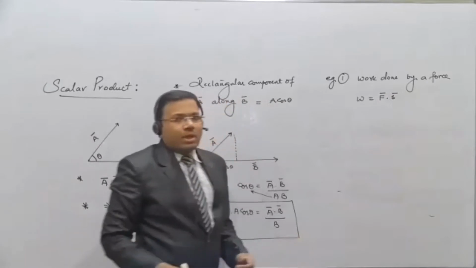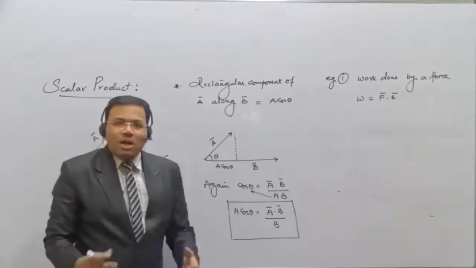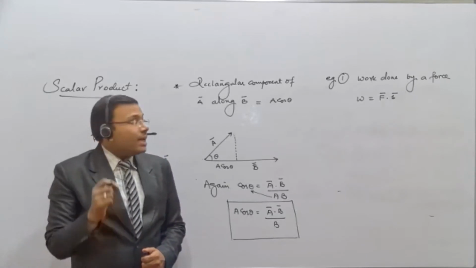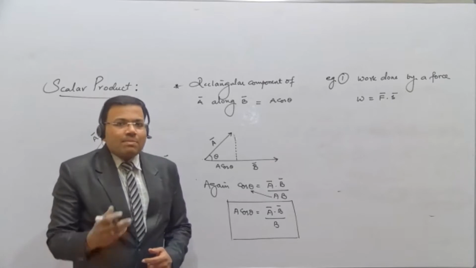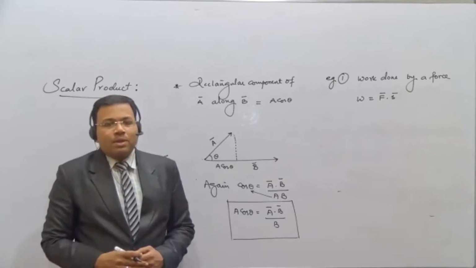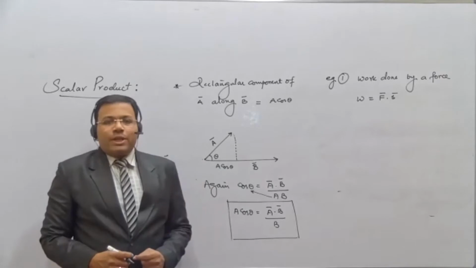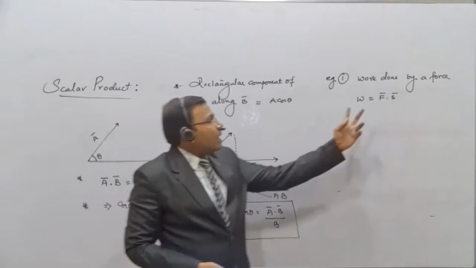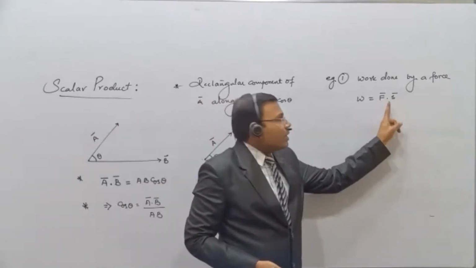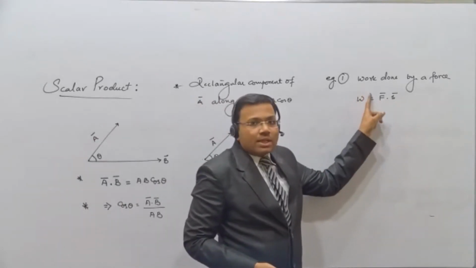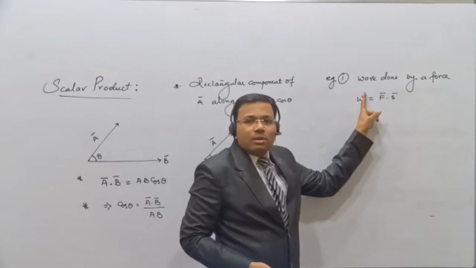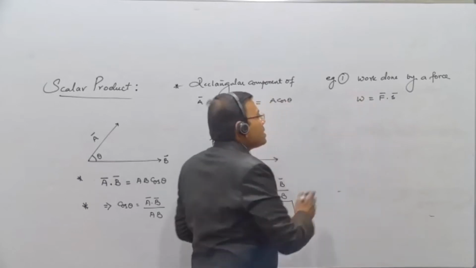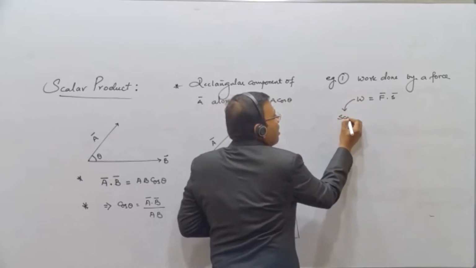What is F? F bar is a force vector. S bar is the displacement vector. F is a vector quantity, and S is also a vector quantity. If you multiply these two vector quantities with a dot product, then the resultant we get is a scalar quantity. I'm not writing any bar here. You can see I'm not writing W bar, I'm just writing W. The reason is that W, work, is a scalar.